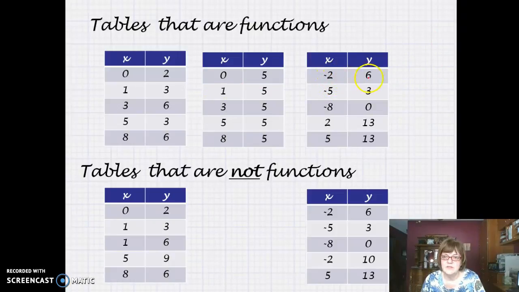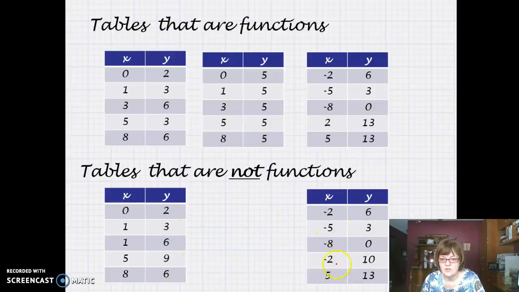Take a look at this one. Again, all of our x's are different and we have 2 y's that match. It's okay. This is a function. So if you graph this, you're going to see it's a function. Now down here are ones that are not functions. We've got 2 x's that are 1's, and they come out with 2 different answers, a 3 and a 6. That makes it not a function.